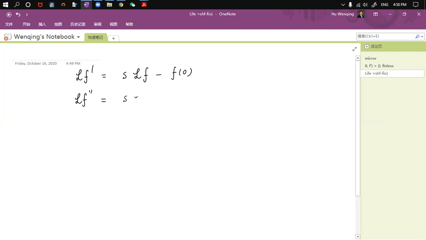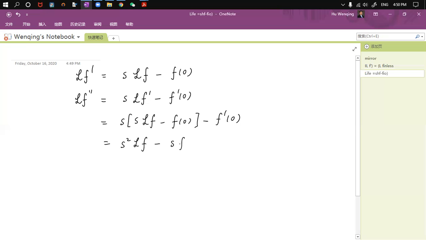So this is s times the Laplace transform of f prime minus f prime of 0. And the Laplace transform of f prime is s times the Laplace transform of f minus f of 0. So you're going to result in s squared times the Laplace transform of f, minus s f of 0, minus f prime of 0. That's going to be the Laplace transform of the second derivative.